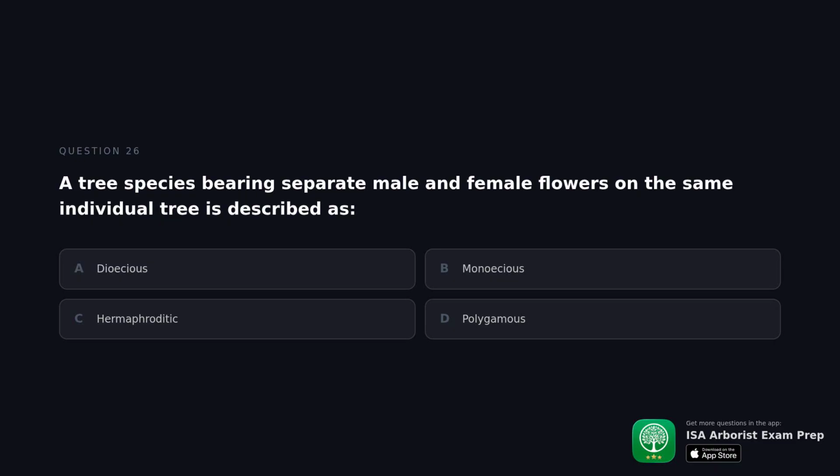A tree species bearing separate male and female flowers on the same individual tree is described as A. Dioecious, B. Monoecious, C. Hermaphroditic, D. Polygamous.